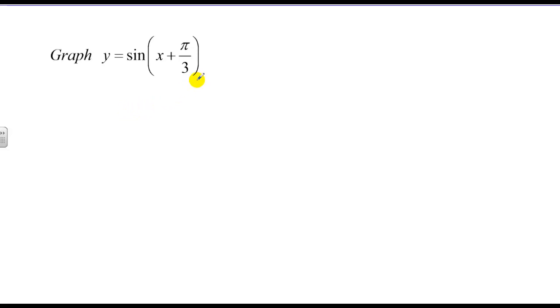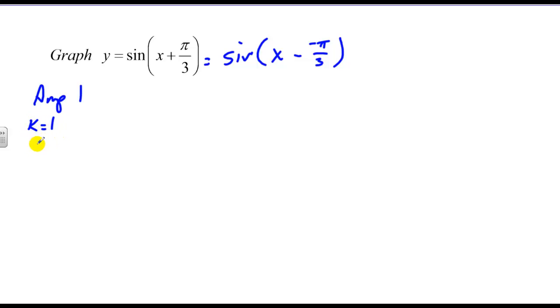Now I look at this problem and I notice that it's not in k theta minus C form, so I rewrite it as sine of x minus negative pi over 3. Going to calculate some things right now. We'll go amplitude. It's 1. K is equal to 1. Therefore, period is equal to 2 pi. Intervals equal 2 pi over 4, pi over 2.